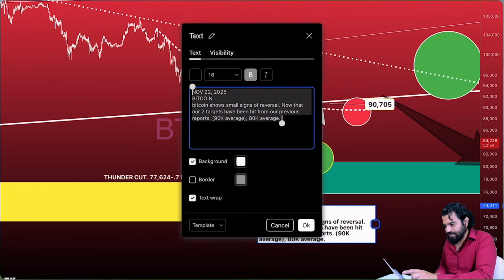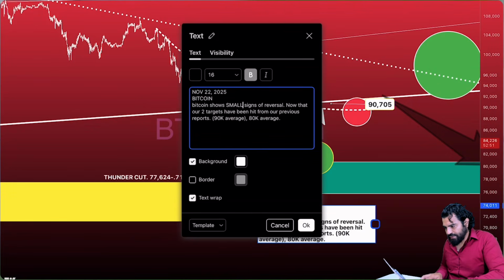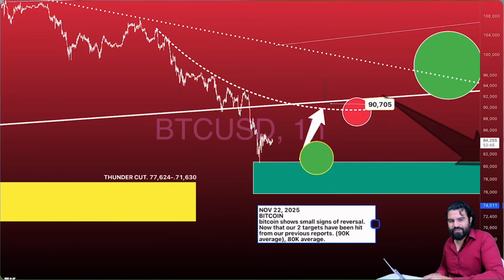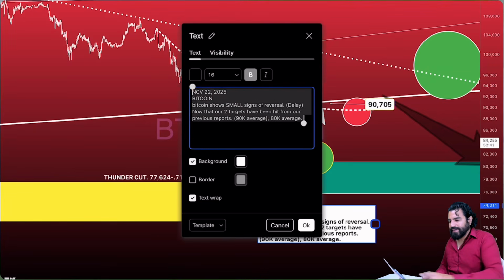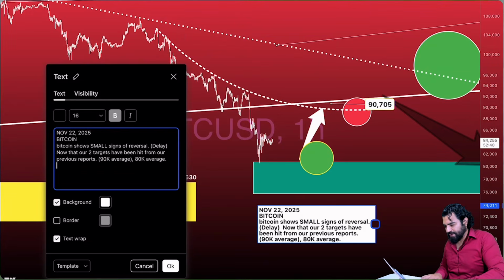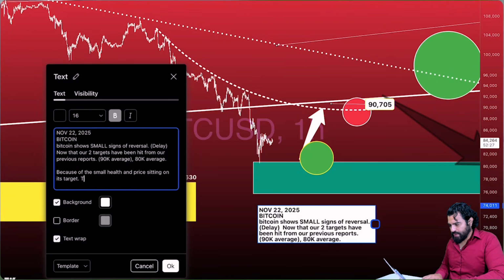Bitcoin shows signs of a small reversal, and this could be a delay in the larger story. Delay means you're still wasting your time shorting now, because of the small health and price sitting on its target. Patience may be needed for the next short.